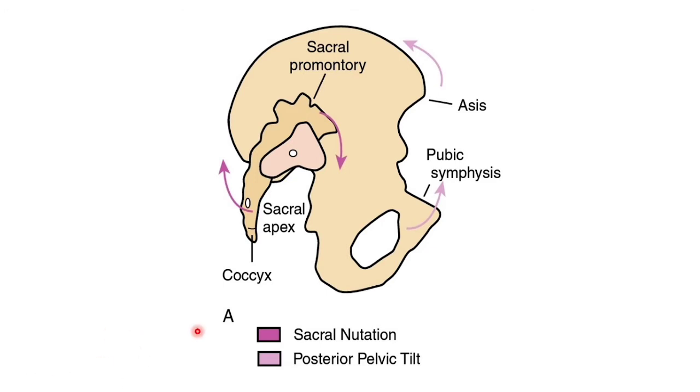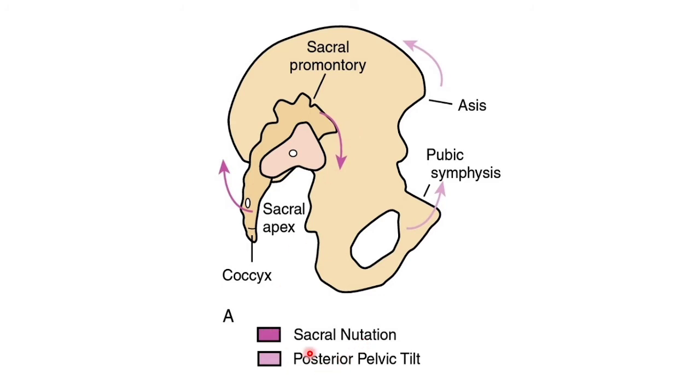So this is the sacral nutation. In sacral nutation, the sacral promontory moves anteriorly and inferiorly, and the sacral apex moves posteriorly and superiorly. This is what happens during the nutation or forward flexion of the lumbar spine, the lumbopelvic rhythm. Apart from this, there will be a posterior pelvic tilt occurring in the pelvic bone. So this is what happens during forward flexion.